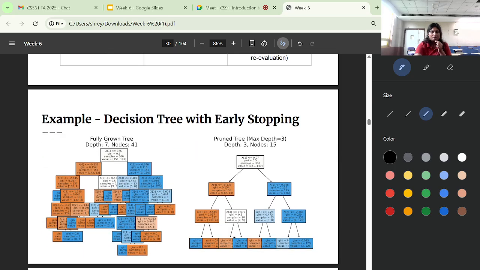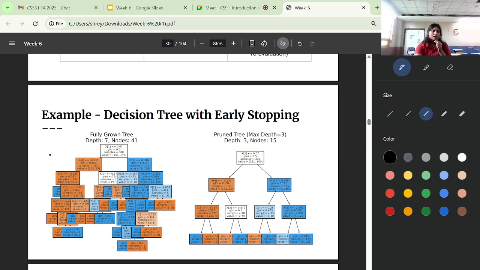So you can have this example here. This is the left hand side. It is using the scikit-learn library in Python, and when the tree is built without any restrictions, you can see the depth is 7 and the nodes are 41. And when the depth is defined as 3, then it creates a beautiful tree which can be easily interpreted and seen, right?